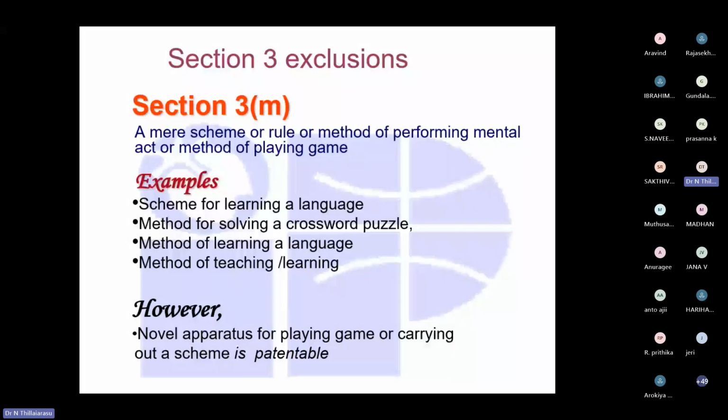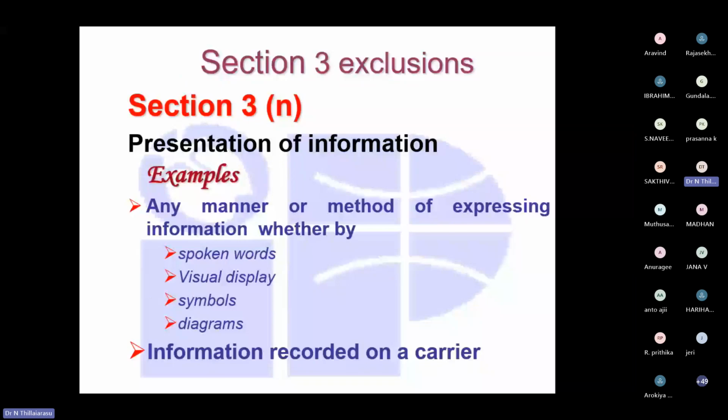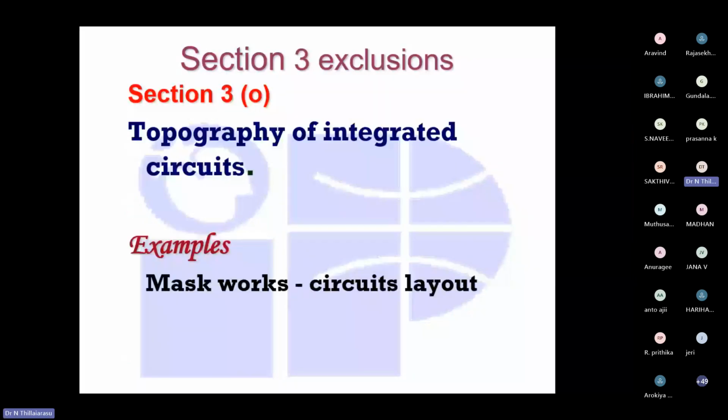The presentation of information, any manner or method of expressing information, whether by spoken word, visual display, symbols, diagrams, or informative records on a carrier, is not supposed to be patentable. The topography of integrated circuits, like IC circuits, also cannot be patentable.